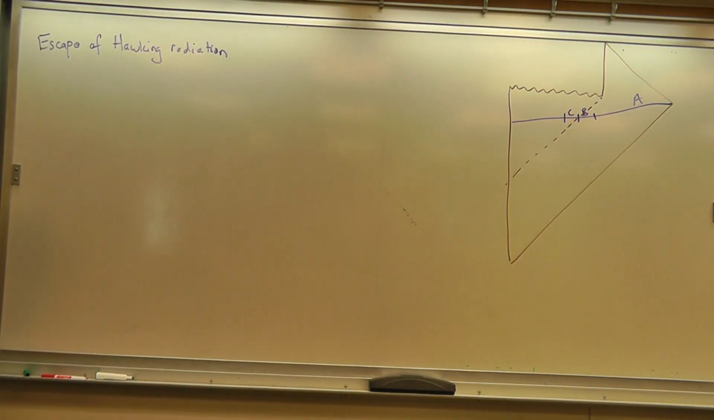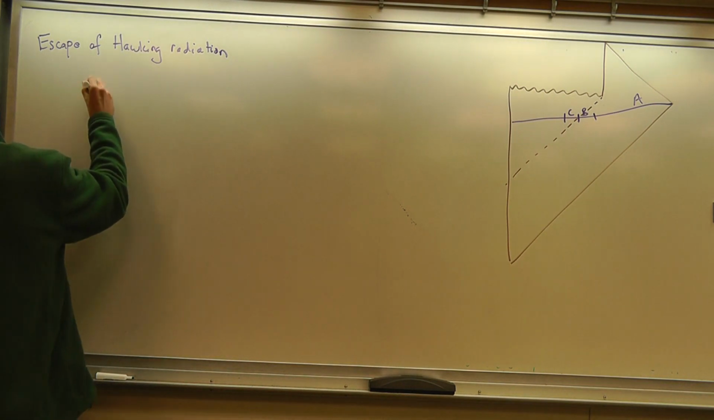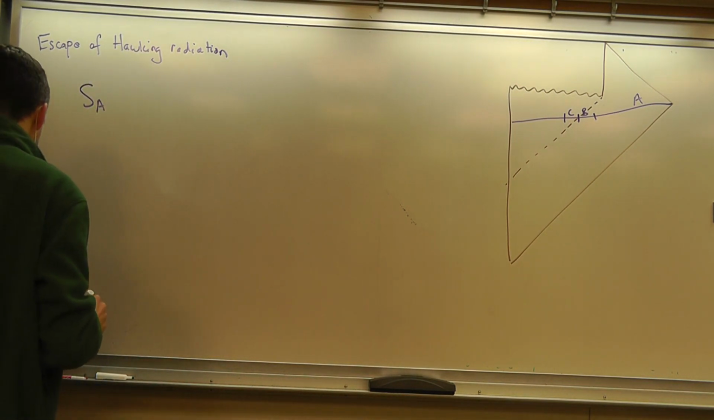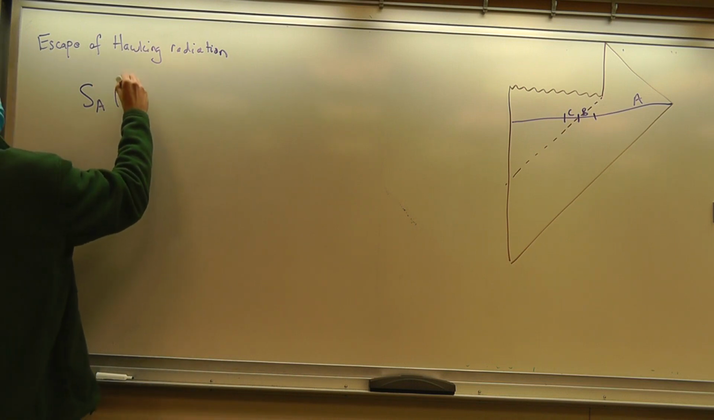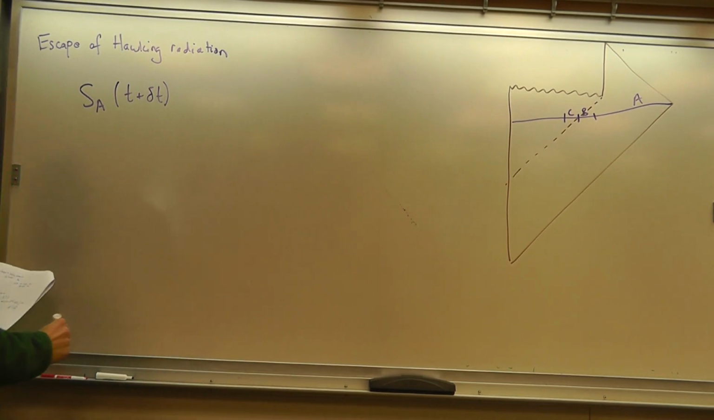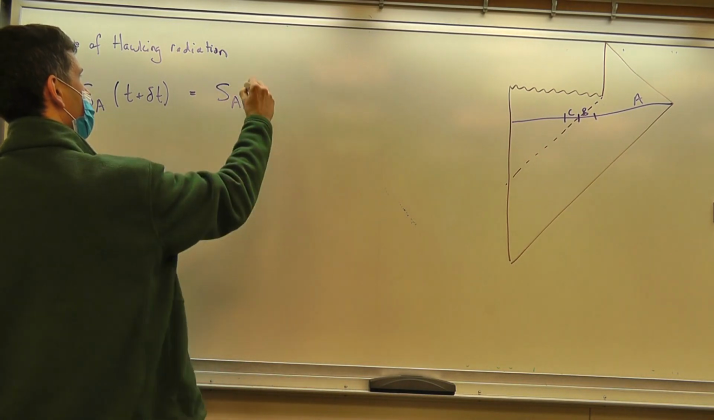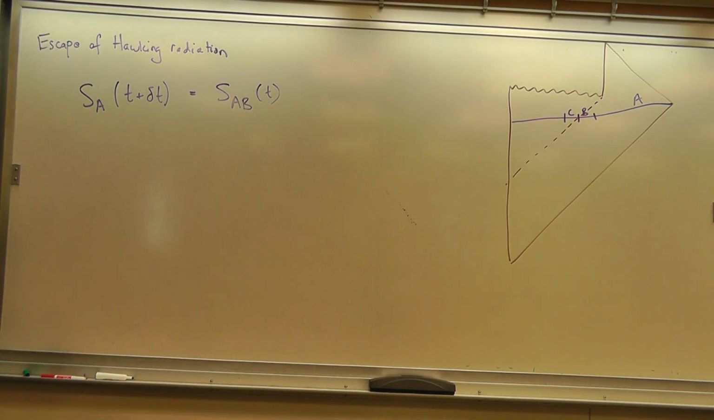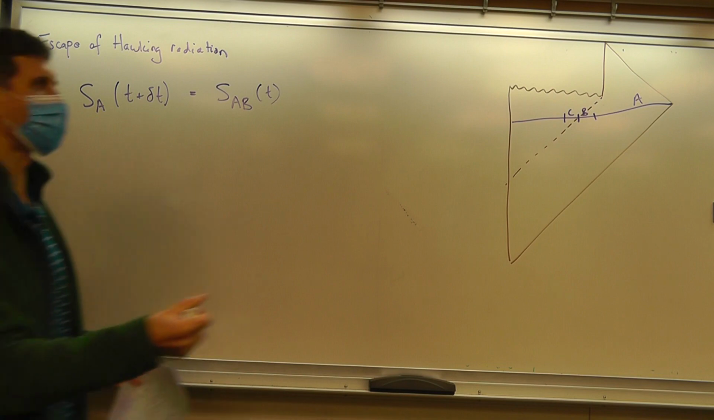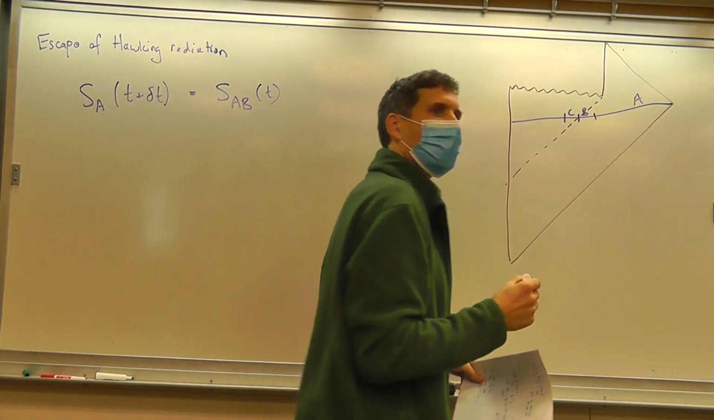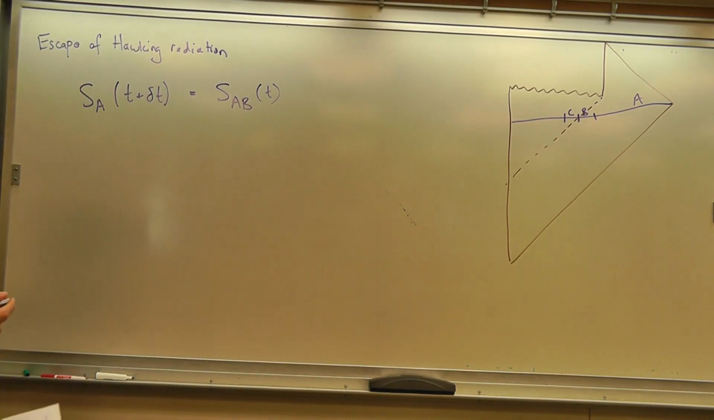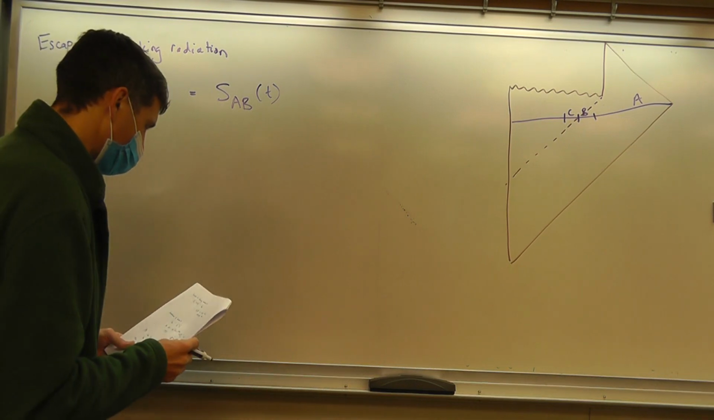If a particle escapes into the Hawking radiation, then S_A at time t plus delta t is S_AB at time t, because if the particle moves from region B into region A, then the entanglement entropy in region A now also includes that particle. So it's just S_AB from a moment earlier.